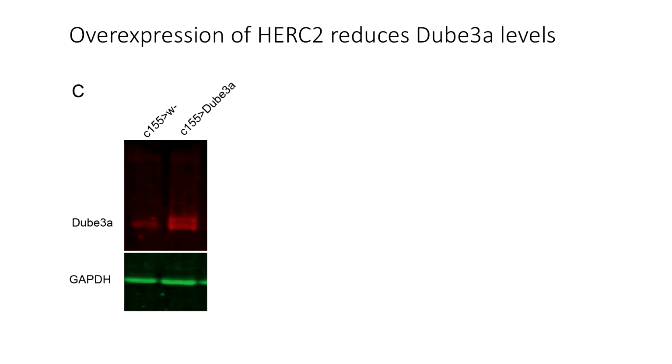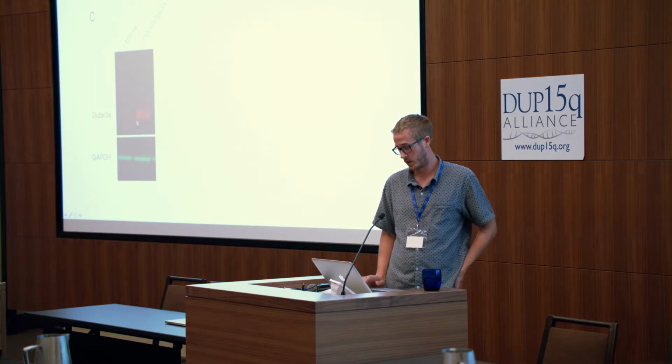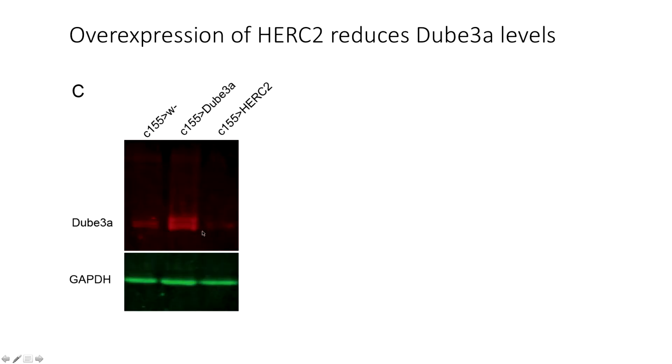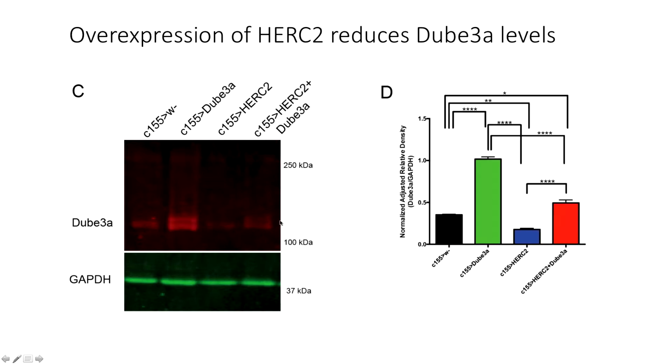So next I wanted to look at the protein level of the UBE3A protein. Here are my flies: when I overexpress just UBE3A in neurons and take off their heads and do a Western blot, we see an elevation of UBE3A protein, which is good. If I overexpress just HERC2, I see reduced levels of UBE3A protein compared to controls. And when I overexpress HERC2 and UBE3A at the same time, we don't see quite as high an elevation of UBE3A levels. And all this is quantified here.